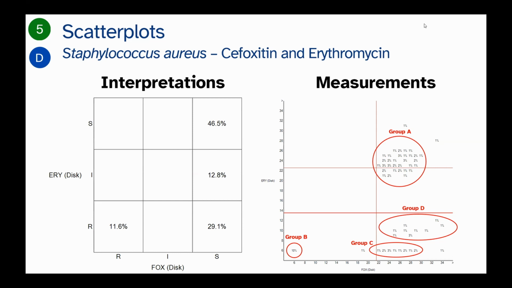Group C and Group D do share something. Both Group C and Group D are susceptible to cefoxitin, but resistant to erythromycin. However, Group C is very resistant to erythromycin, and Group D is moderately resistant to erythromycin. And this can be useful to the infection control team as they are looking for possible outbreaks and transmissions. I do not have the molecular typing information available, but with the phenotype, Group C and Group D look to be different bacteria and different clones.